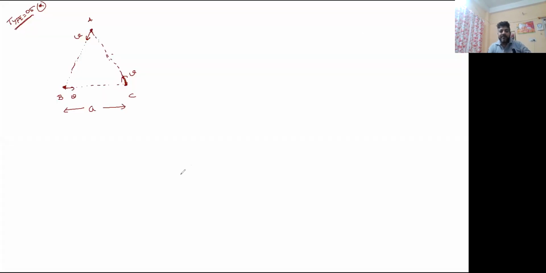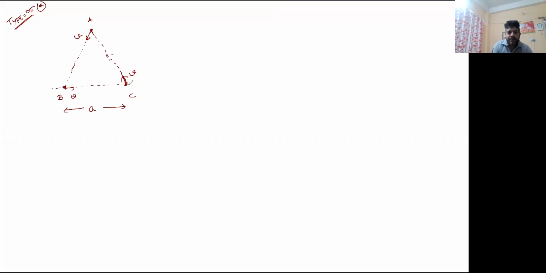If the initial separation between AB, BC and CA are A, means it's an equilateral triangle. So find the time when they meet together. So try this question I give you.